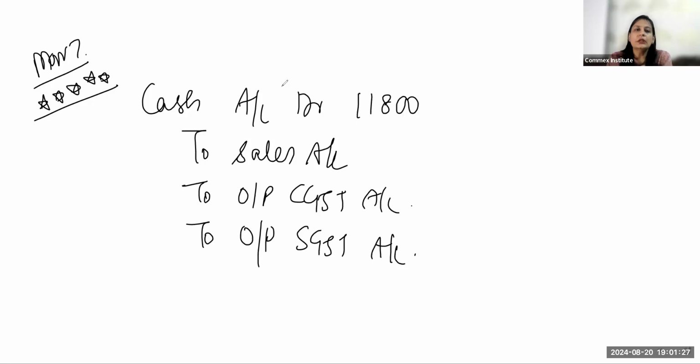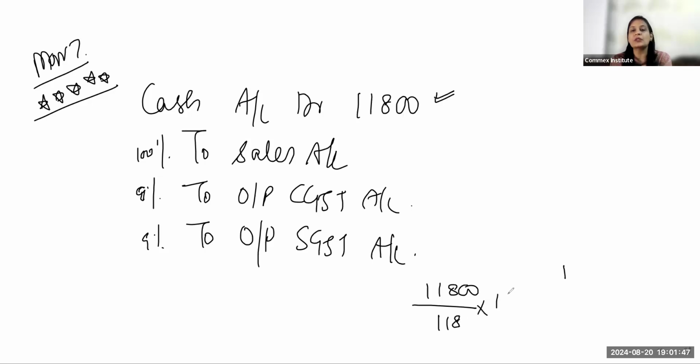Now see, your cash account would be debited by 11,800. This figure includes 100% sales plus 9% CGST plus 9% SGST. Now I have to split this figure into these two figures. So 11,800 is equal to 118%. So how much is 100%? I'm applying the unitary method here.